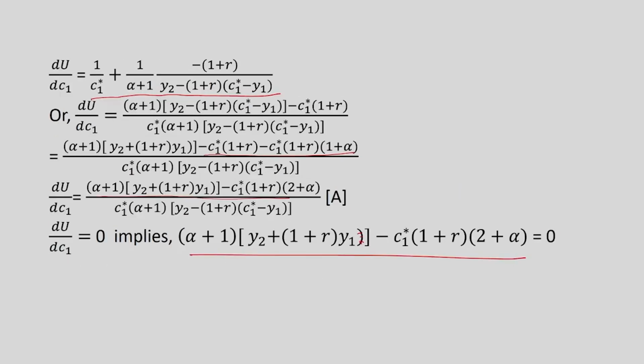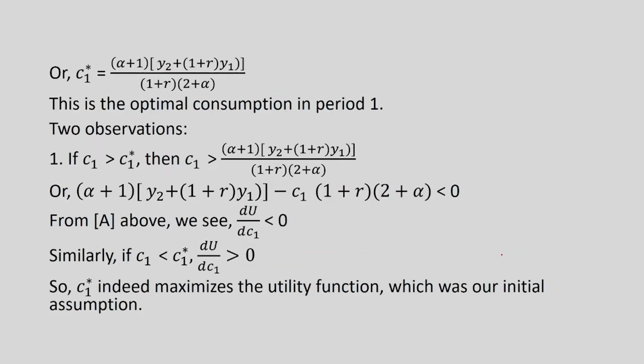And then we simplify this condition and we solve for C1 star, and C1 star becomes this expression: (alpha plus 1) multiplied by y2 plus (1 plus r) multiplied by y1, divided by (1 plus r) multiplied by (2 plus alpha). This is the optimal consumption in period 1. Now, here we have found the optimal consumption.